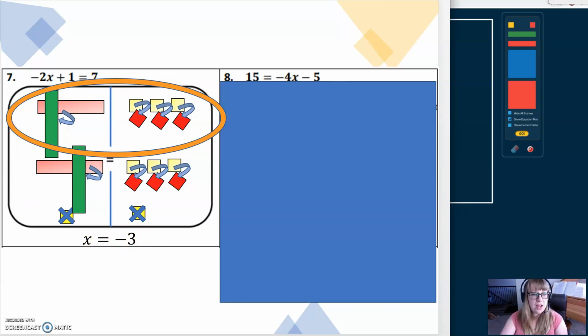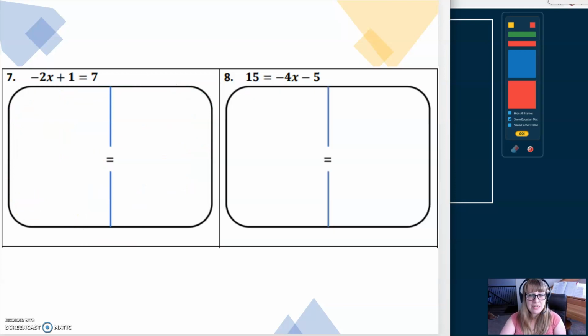Pause the video, and I want you to do number 8. See if you can get number 8 completely set up, and then we'll go over how to solve that momentarily. Pause the video, get number 8 set up.